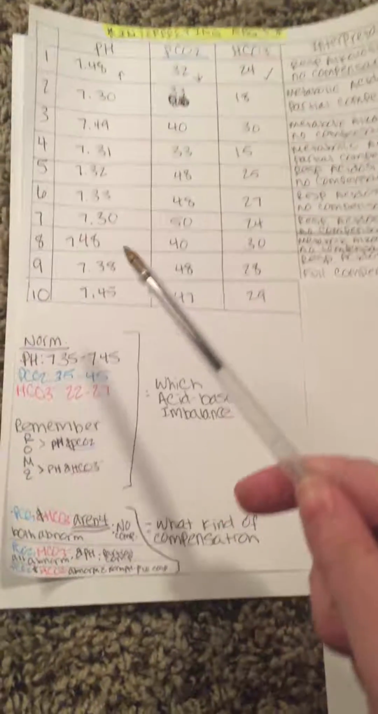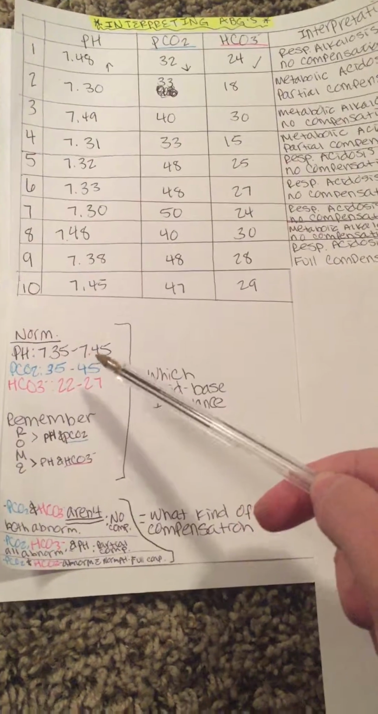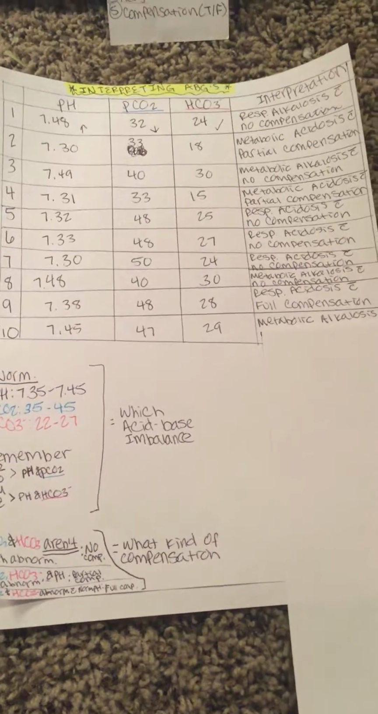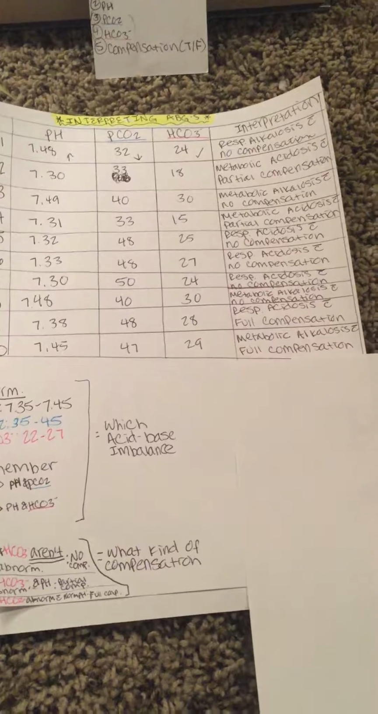Same type of thing for this, okay? It's within range, but it's higher than the optimum norm. So you got metabolic alkalosis with full compensation.